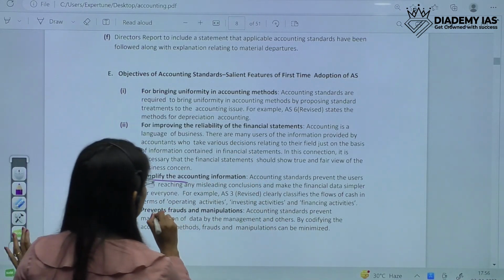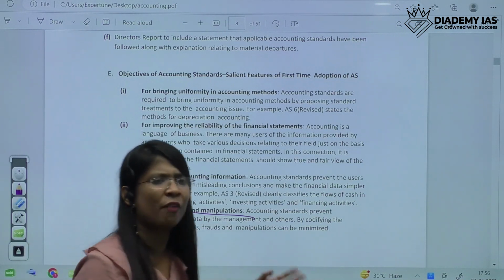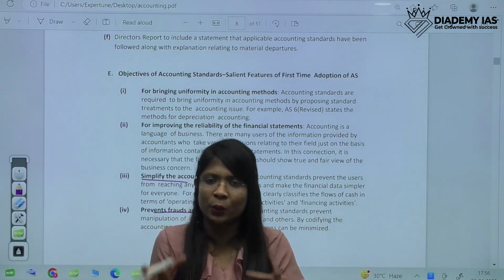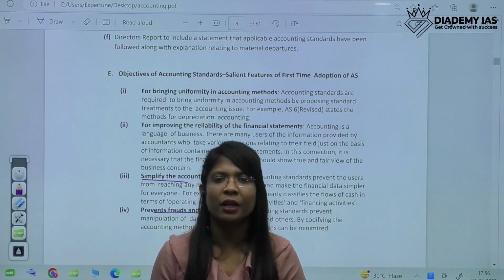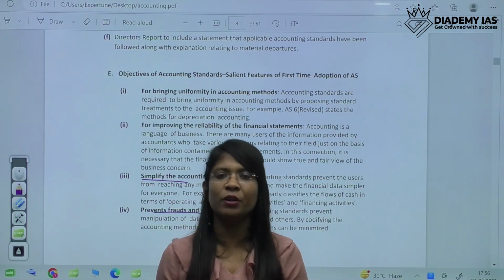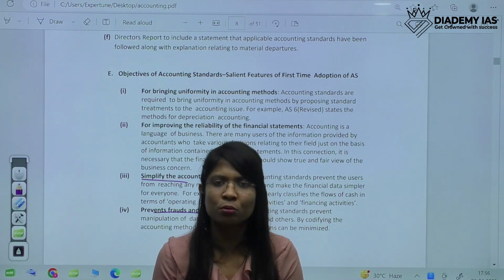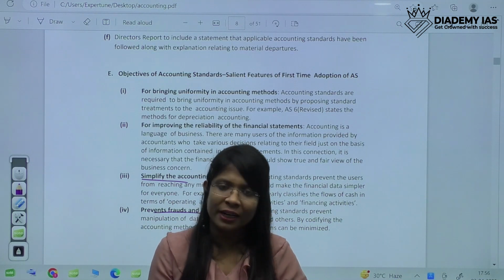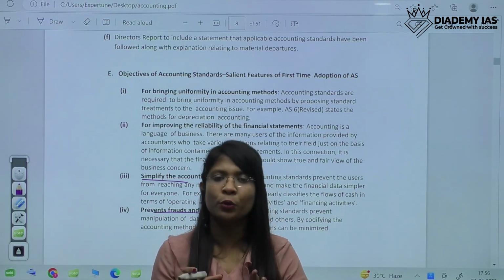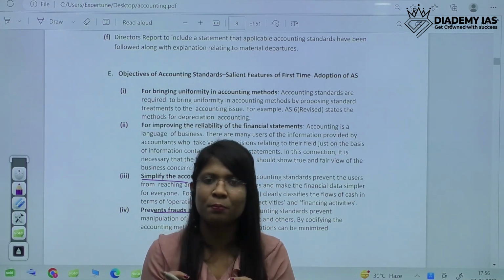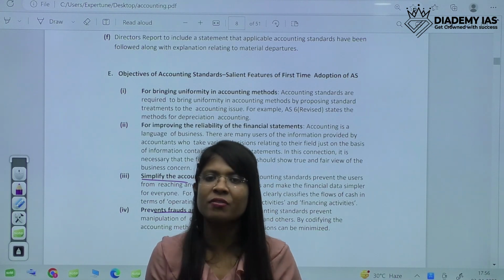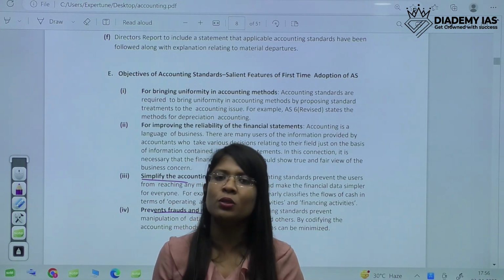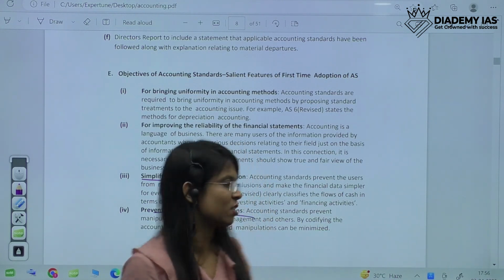So there would be simplification also. Then it would obviously prevent frauds and manipulation, because if everyone has to follow some rules and regulations, then the chances of fraud and manipulation will be lessened. If there are no rules, then everyone will commit fraud, because there is no rule to get caught. But if there are rules, then fraud could be restricted to some extent. So we need to have certain rules and regulations, and for those, we have certain accounting standards.